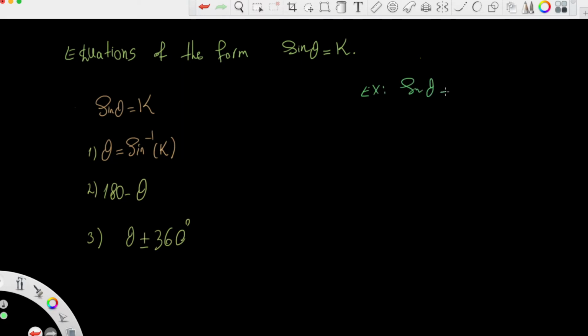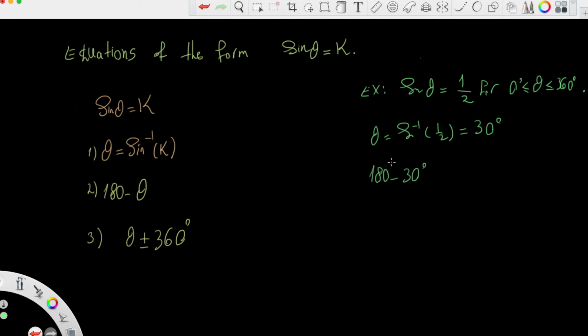Sine of theta is equal to, for example, 1 over 2. First step, we take sine inverse of 1 over 2, giving you an angle of 30. For example, theta is between 0 and 360 degrees. Then 180 minus 30 will have the same sine. So 150 is also another solution for this equation.